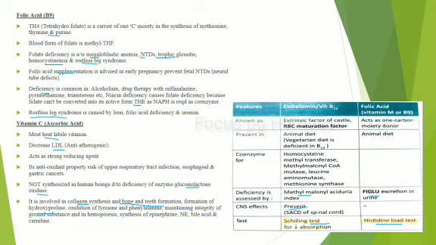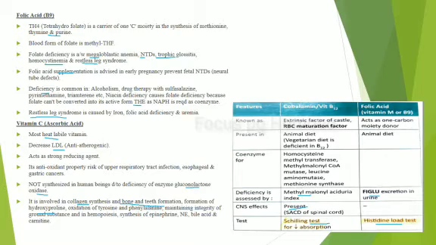Next is folic acid, vitamin B9, also called THF, tetrahydrofolate, which is the carrier of one carbon moiety in the synthesis of methionine, thymine, and purine. The blood form of folate is methyl tetrahydrofolate. Its deficiency is associated with megaloblastic anemia, neural tube defects, trophic glossitis, homocystinemia, and restless leg syndrome. It is given as supplementation in early pregnancy and prevents fetal neural tube defects.